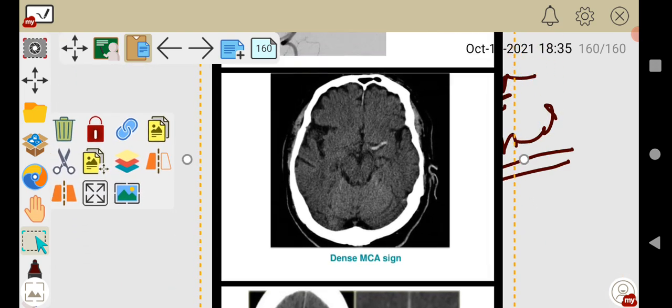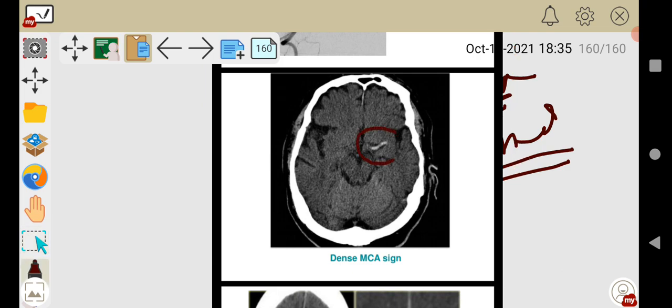Now here I was talking about the dense MCA sign. Once again, yes, this is the dense MCA sign. Can you see that? This is the middle cerebral artery. This one, right?